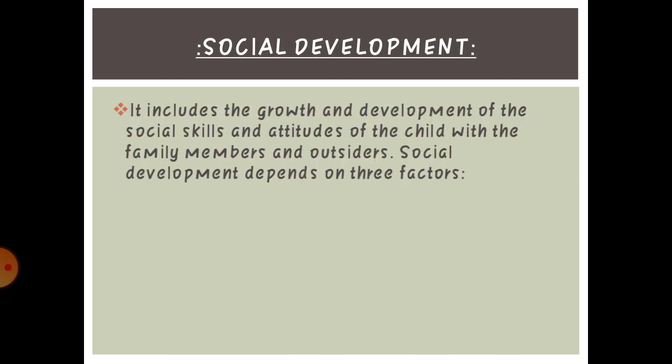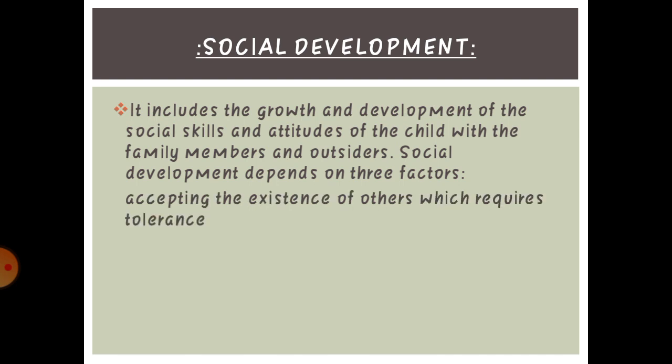Social development. It includes the development and growth of the social skills and attitudes of the child with family members and outside. Along with the family members, social interaction with outsiders, friends, and all other people is equally important, which is included in social development. Social development depends on three factors. The first is accepting the existence of others, which requires tolerance, as everybody has different personalities, and to move on with them or to interact with them, tolerance is important, and we need to tolerate every type of problem or every type of situation we have.